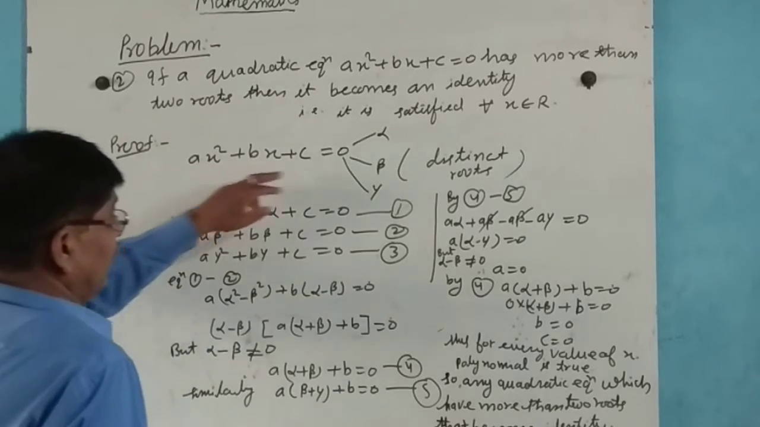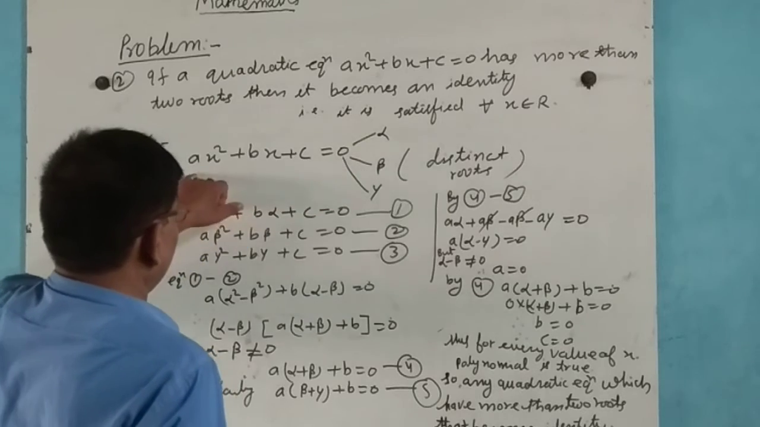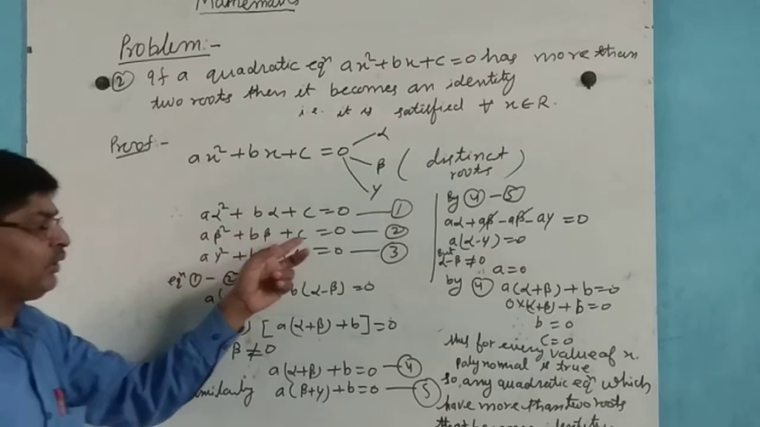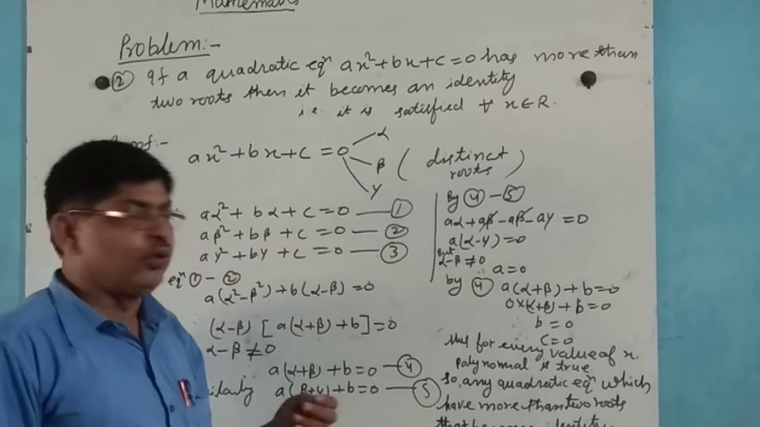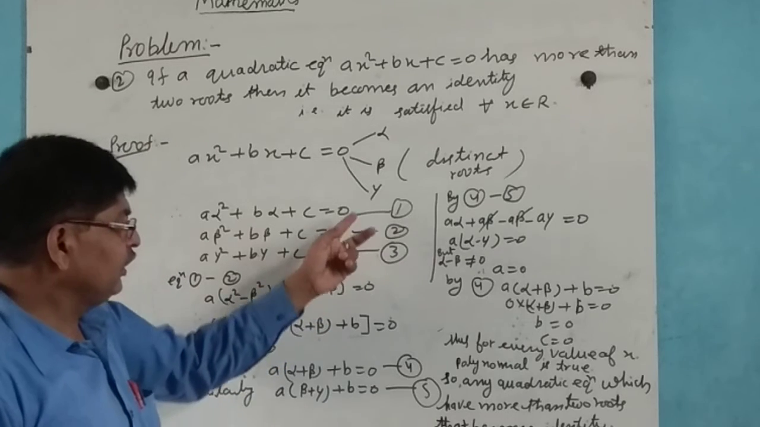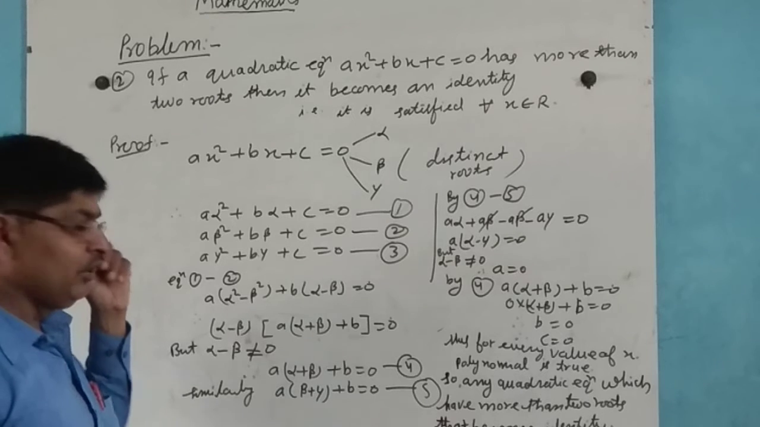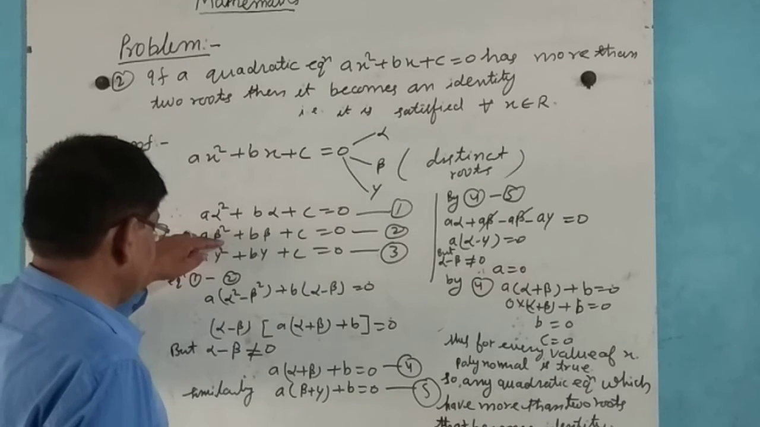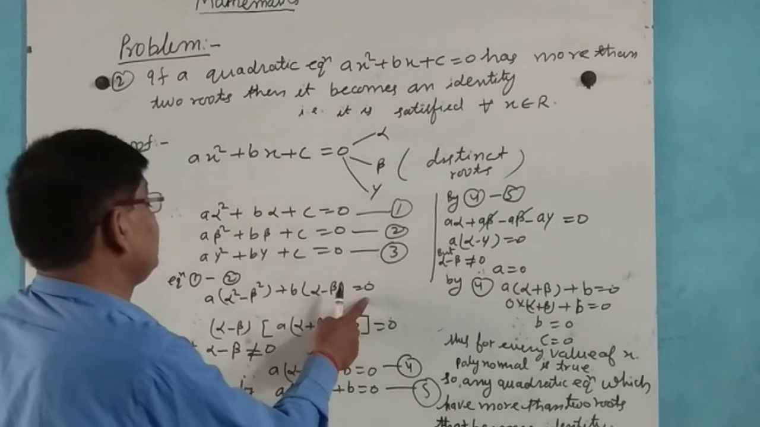So putting the values of x as alpha, beta and gamma, we get the relations: a alpha square plus b alpha plus c equal to 0, a beta square plus b beta plus c equal to 0, and a gamma square plus b gamma plus c equal to 0. These are equations 1, 2 and 3. Now we subtract 1 by 2. This is a (alpha square minus beta square) plus b (alpha minus beta), and c cancels, equal to 0.